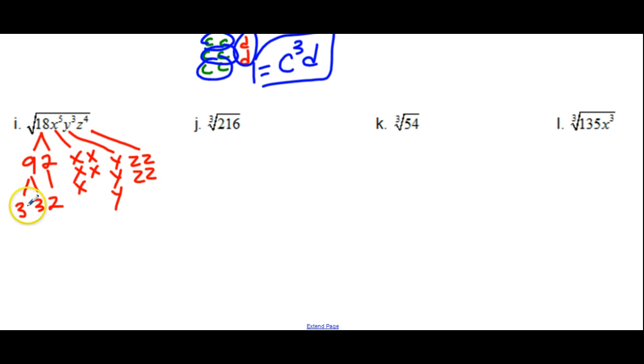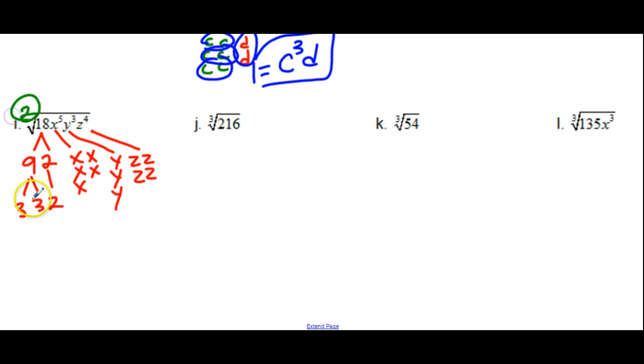18 broke down to 3 times 3 times 2. If you put this into the calculator, it should equal 18. X to the 5th, there should be 5 x's, so 1, 2, 3, 4, 5. y to the third, there should be 3, 1, 2, 3. Z to the fourth should be 4, 1, 2, 3, 4. So we're good. We're looking for the pair, right?